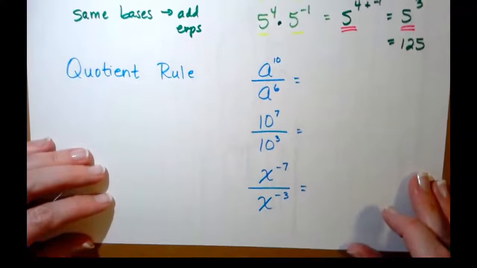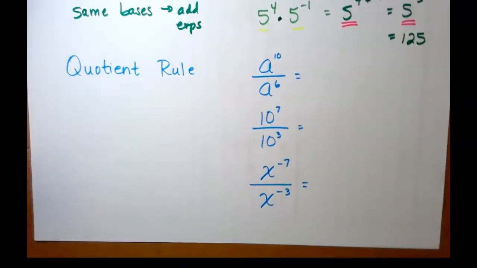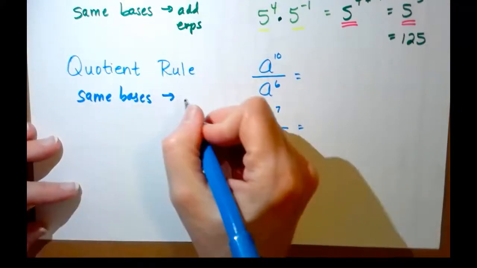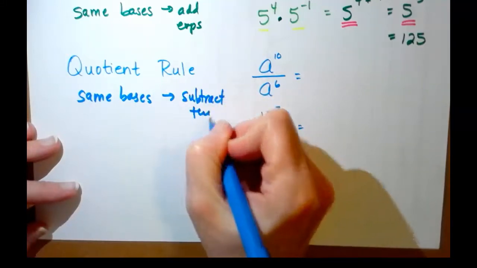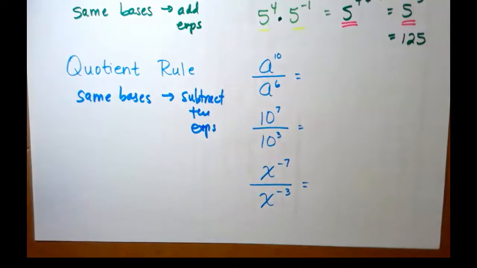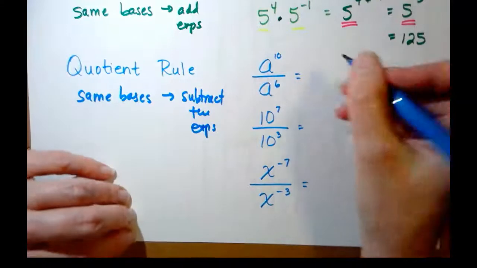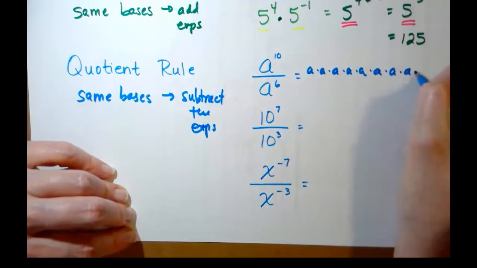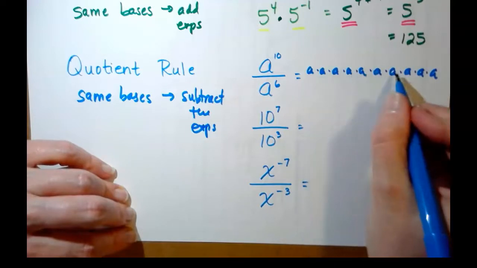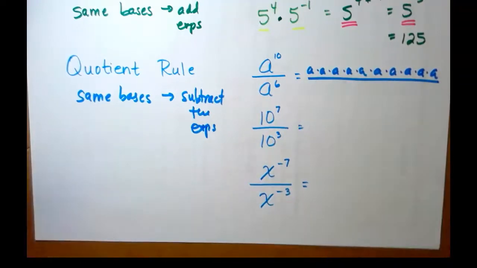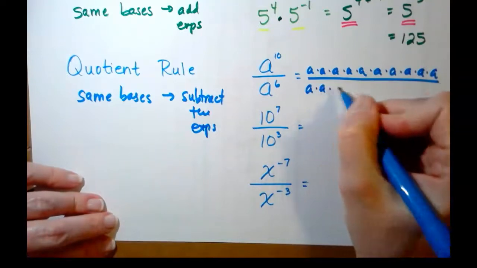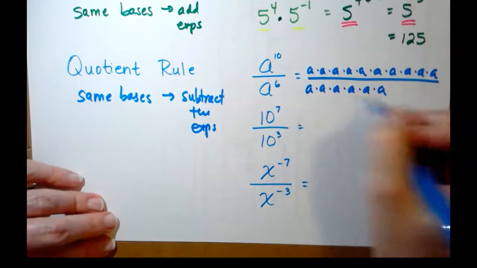The next rule is the quotient rule. And we also have to have like bases when we are using the quotient rule. So once again, if the bases are the same, instead of adding those exponents, we will subtract the exponents. So let's take a look at what this first expression actually means. a to the 10th, so a times a times a times a times a, 1, 2, 3, 4, 5, 6, 7, 8, 9, 10. That is 10 powers of a in expanded form, being divided by 6 powers of a times a times a times a times a times a, 6 powers of a.